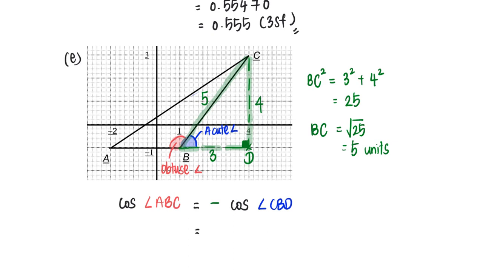So for this particular question, when I use my tua ka so at the side, and I'm looking at cosine, I'm looking at the adjacent side and my hypo, A over H. Do remember that cosine of the obtuse angle is a negative, in this case negative 3 over 5.